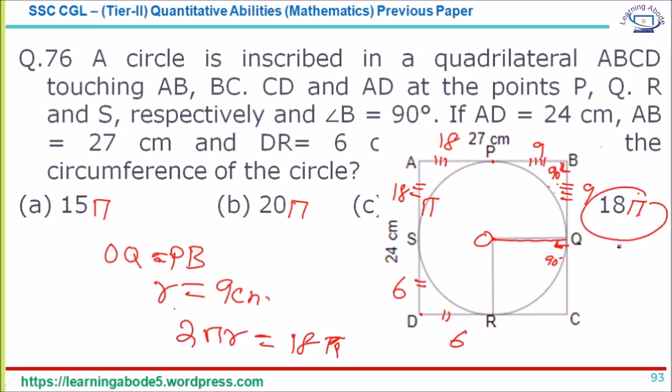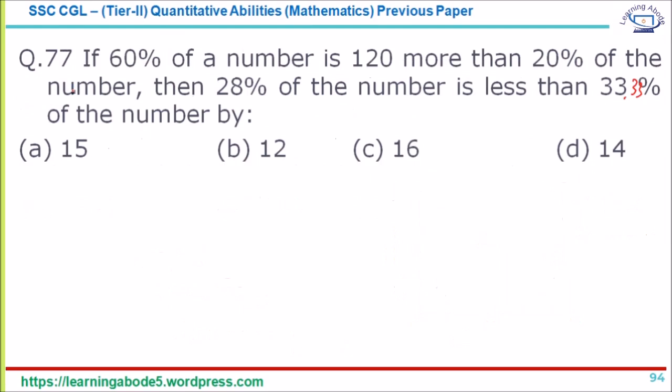Answer option D, 18 pi is the answer for question number 76. Question number 77. If 60% of a number is 120 more than 20% of the number, the difference is actually 40%. So 40% of the number is 120, so the actual number is 300.